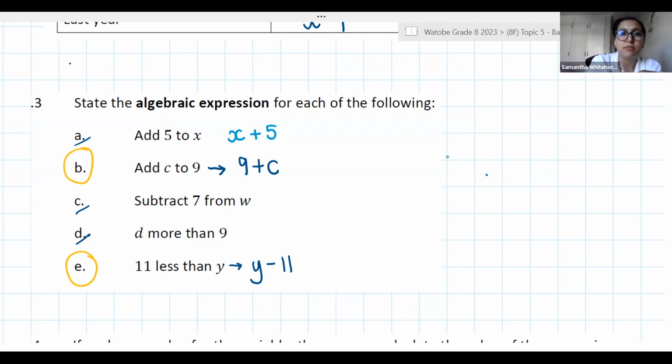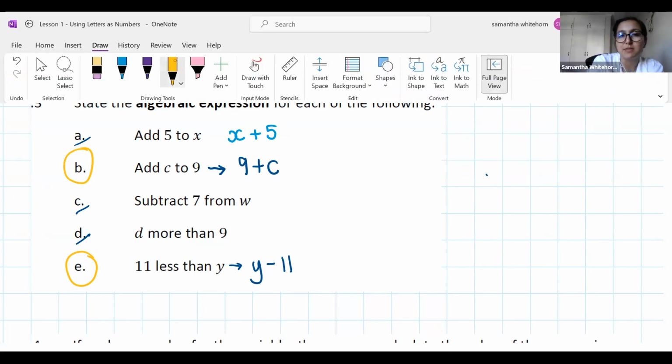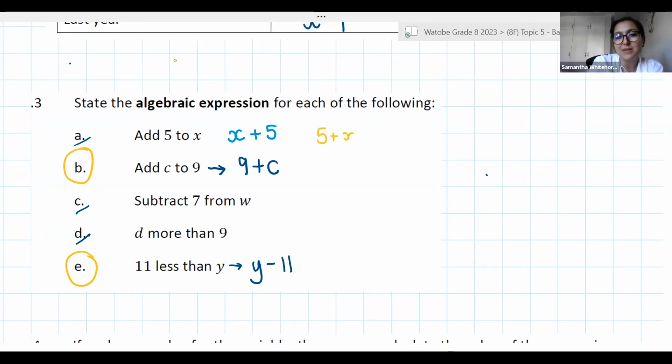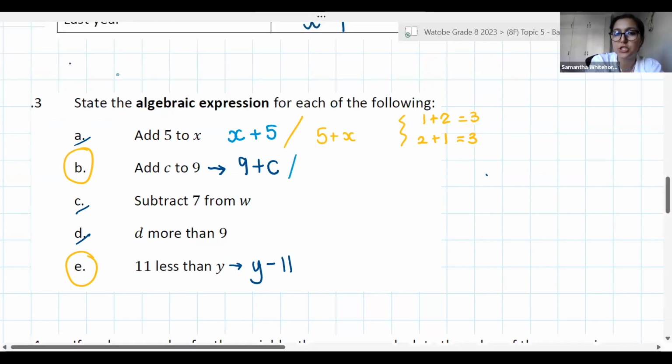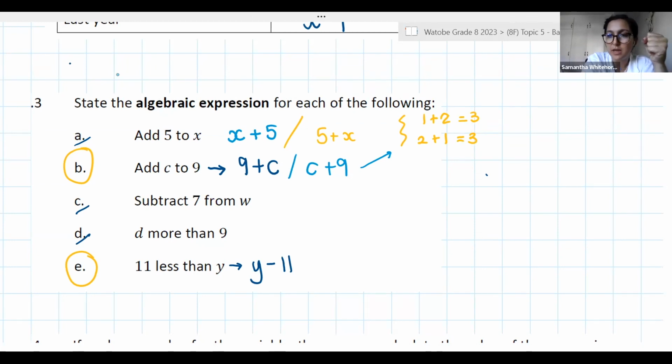Now, what I want you guys to remember is that the order of addition doesn't matter. 5 plus x means exactly the same thing. And the reason for that is if we consider 1 plus 2 versus 2 plus 1, it doesn't matter in which order I add them. I'm still getting an answer of 3. So 5 plus x and x plus 5 do mean the same thing. So either one of those I would be happy with. That does also mean for question B, because again, it's addition, you could have said C plus 9, because again, the order in which you add doesn't matter. As long as you are adding them together, I'm happy.